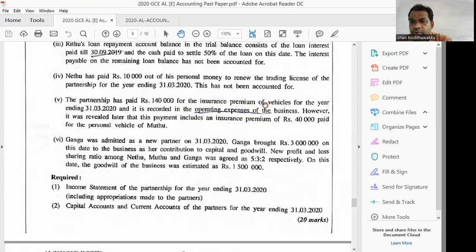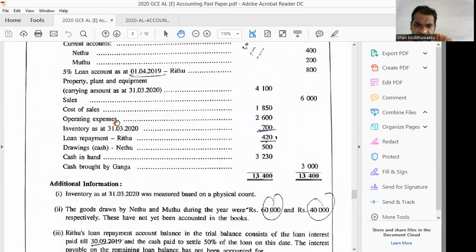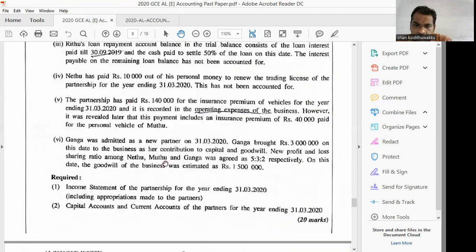Right. The partnership had paid 140 for the insurance premium. It's okay. It is also a business expense, no? They have paid 140 and included it in this operating expense, value 2,600. Okay, insurance expenses, they have included in operating expenses. It's okay. But the thing is, 2,600 is included. The insurance premium 40 was paid for the personal vehicle of Muthu. It is included, 40 in this 140.